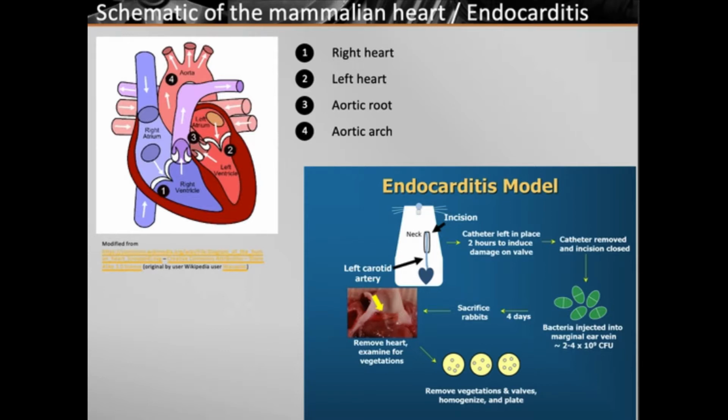So this is an old system, old in that people have been doing this for a long time. The model system essentially is, you take a rabbit, you incise the left carotid, you put a catheter in place, and you slide it down until it starts bumping into the valve. So you're physically, mechanically causing damage, so you can create a space for endocarditis to happen. After 2 hours, you remove it, close up the incision, and inject about 2 × 10⁹ bacteria per mL into the ear. That's a pretty decent dose, but it's not insane. I mean, this is kind of what we would normally do. It goes for 4 days, then you sacrifice the animals and look at the heart for vegetations.